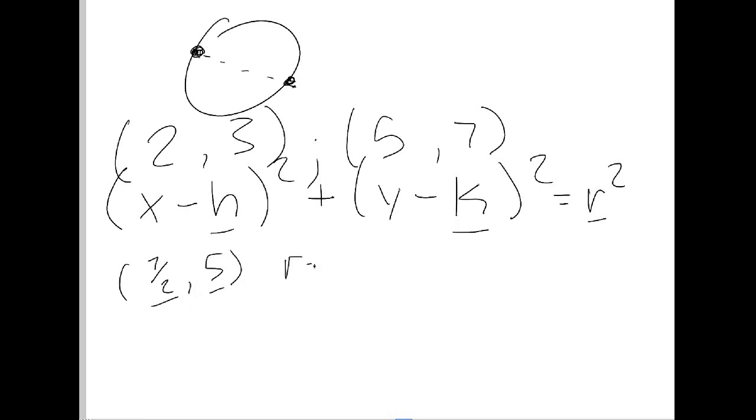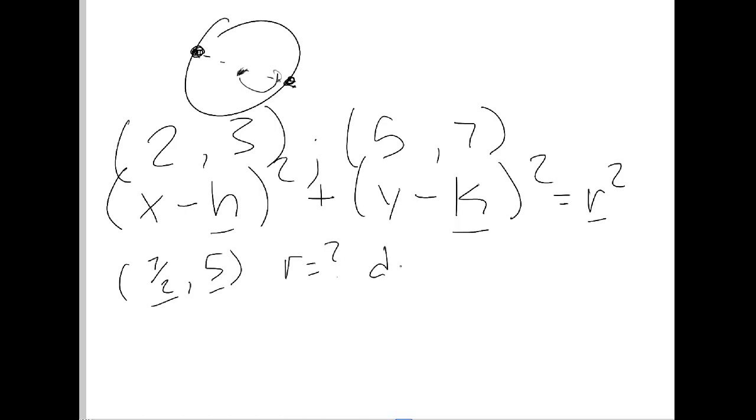Now we need to know the radius. Well, we're going to do that by finding the diameter, or using the distance from this point to this point, and then dividing by 2. You could also, now that you know the center of your circle, find the distance from your center to an endpoint. But what I'm going to do is go from endpoint to endpoint.